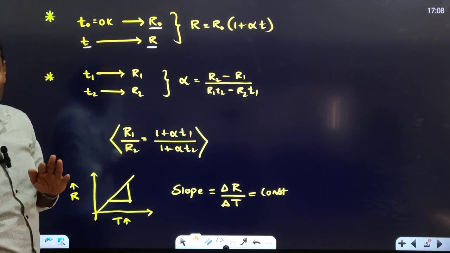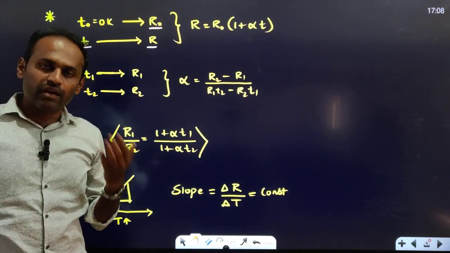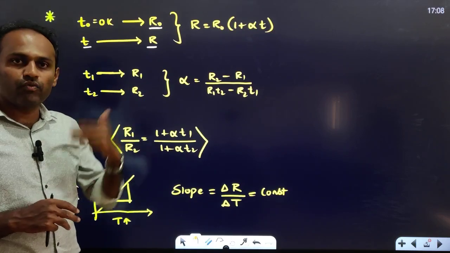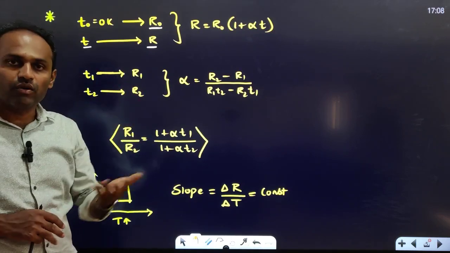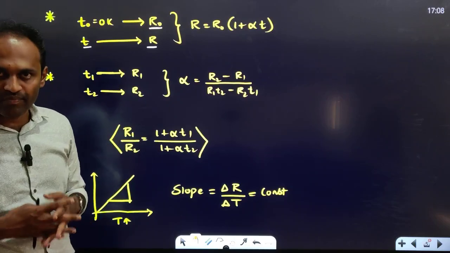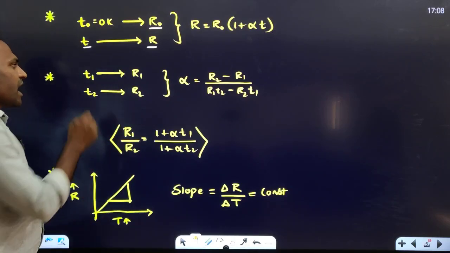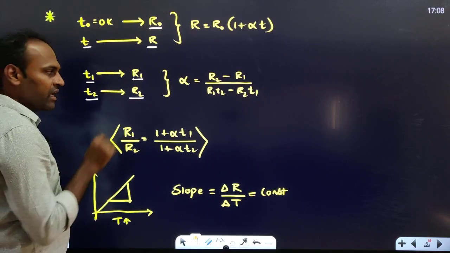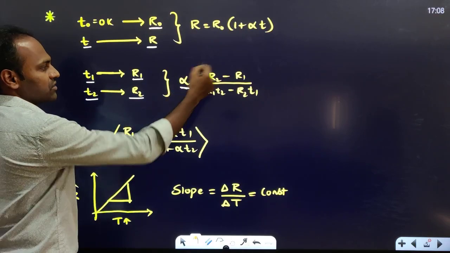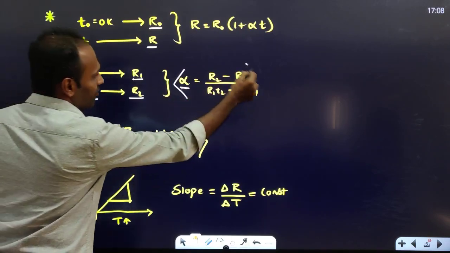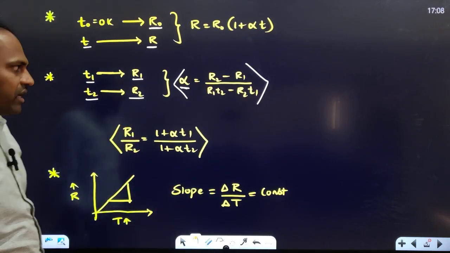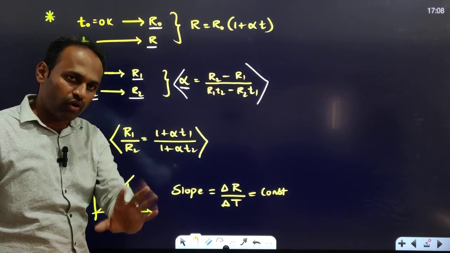Okay, if the temperature has not got rise from 0 to higher temperature, if the temperature has got rise from one temperature to another temperature, for example, 10 to 40, 20 to 80, like this, from one high temperature to another high temperature, at temperature T1 the resistance is R1, at temperature T2 resistance is R2. In this case, if you are asked to calculate alpha, use this formula. Alpha is equal to R2 minus R1 divided by R1 into T2 minus R2 into T1. Use this formula to calculate alpha only.